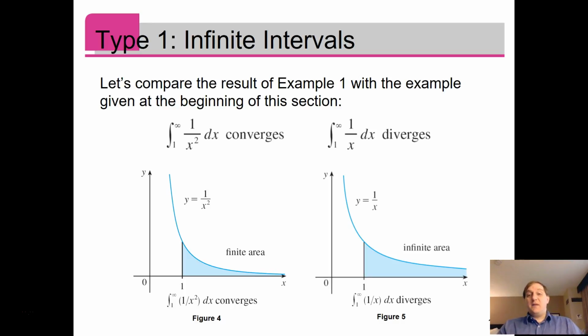They both look very similar. You can see that 1 over x squared is decreasing significantly more rapidly. The question is, why is that decrease enough to give us a finite area, whereas the other one gives us an infinite area? And can we find a dividing line? Is what it comes down to. All right, so can we find a dividing line?